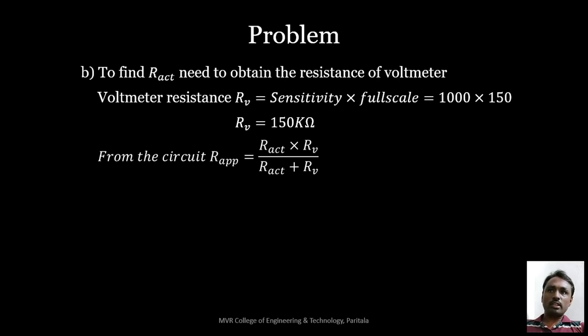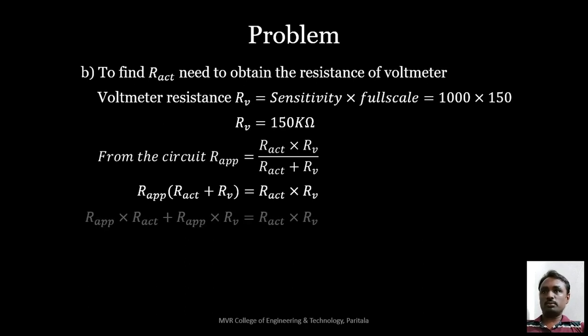Now what we need to calculate here is R actual. So we have to rearrange it to one side so that we can calculate it. Here R apparent, the denominator R actual plus RV, comes to the left hand side, so that R apparent into R actual plus RV is equal to the right hand side value. So it will give us R apparent into R actual plus R apparent into RV, which is equal to R actual into RV.